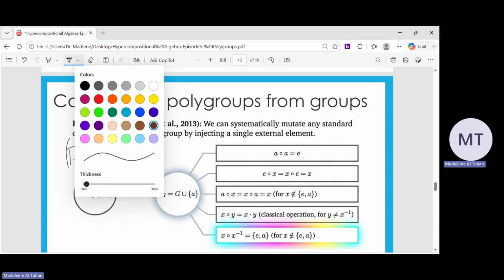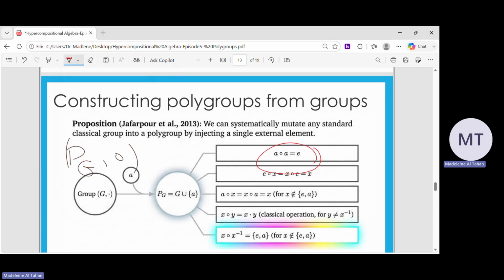So if I'm saying here that A with A is E, immediately it is as if we are saying A inverse is equal to A. And X with Y, if X and Y are not inverses of each other, we get XY, the one in the group itself. And if they are inverses of each other, we get E, not only E, we get E with A.